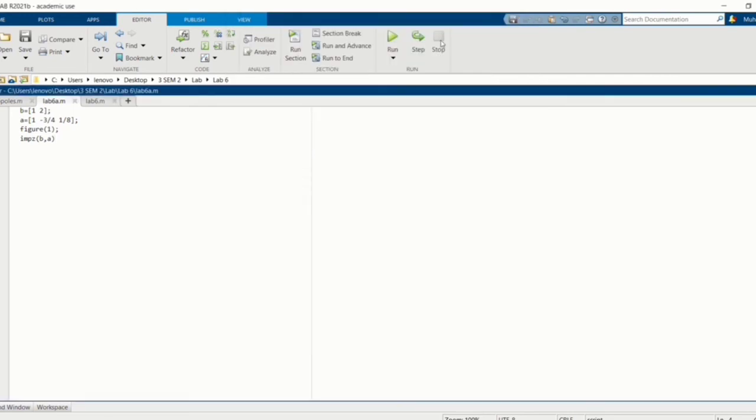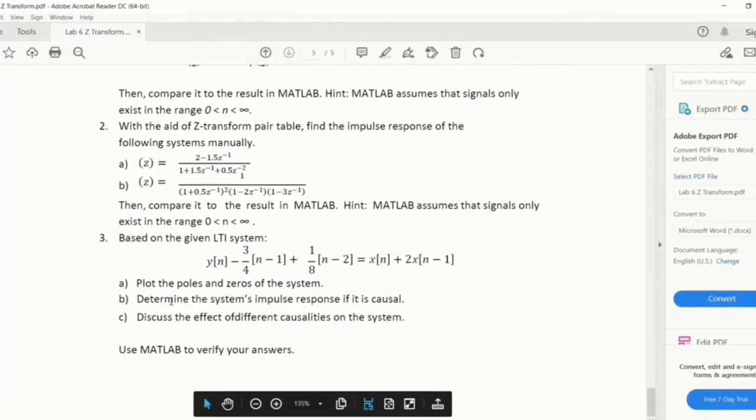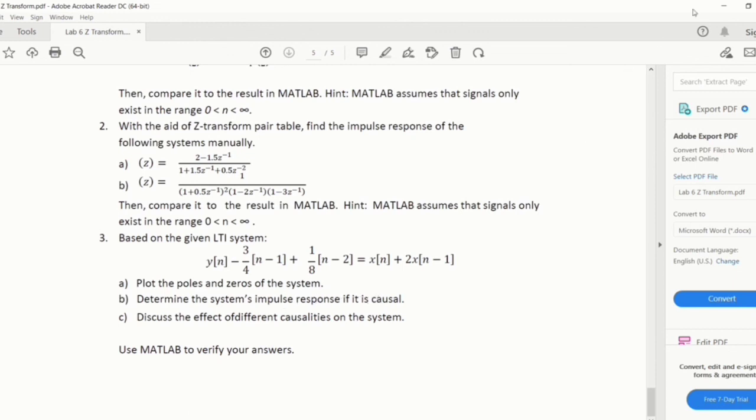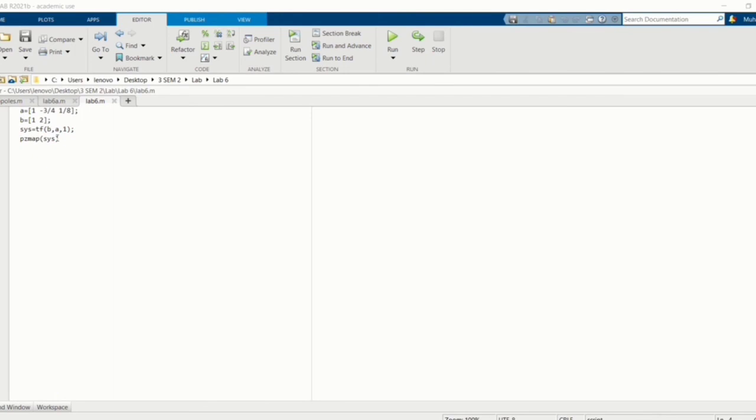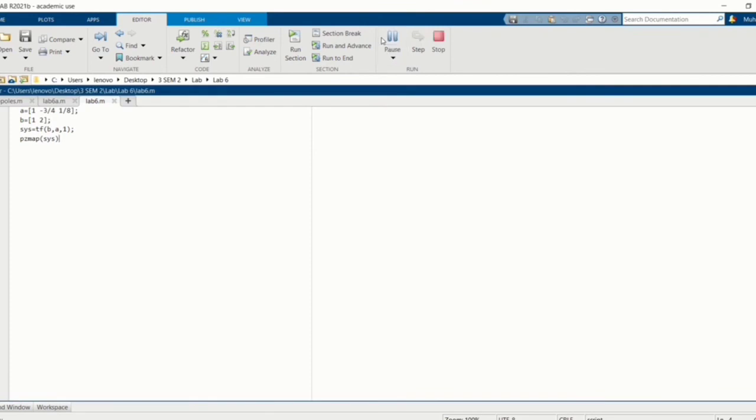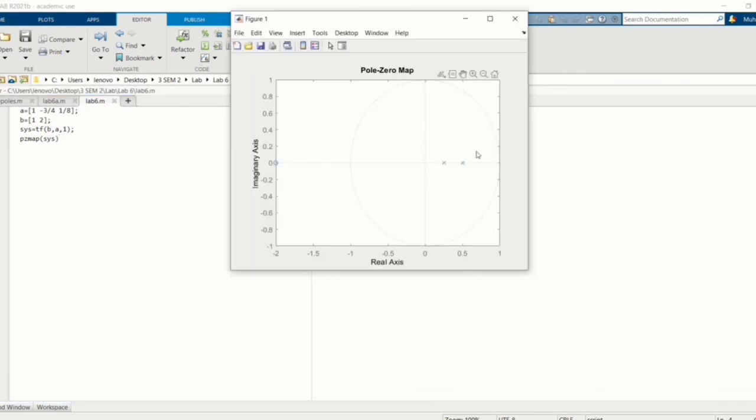Then for number 2, determine the system impulse response if it is causal. For number 2, the equation is like this, and then sys is the transfer function of b, a, and to find the poles and zeros, this is the code. So we can run the coding. The answer is like this: the poles and zeros map. Thank you.